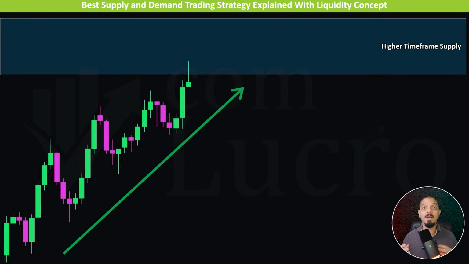Both bearish and bullish liquidity sweeps tend to be more reliable when they occur within higher time frame supply or demand zones. That higher time frame context adds weight to the setup and filters out weaker signals.